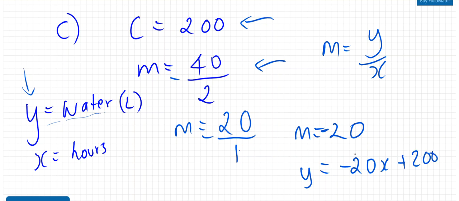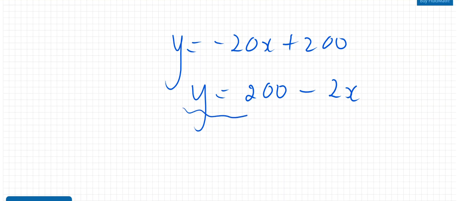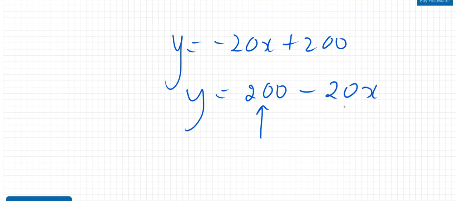Or if you had it like this, let's make some room, y equals 200 minus 20x. Both are correct. I guess this one here is better because we're starting with 200 litres. Take away 20x. Take away 20 litres per 1 hour.